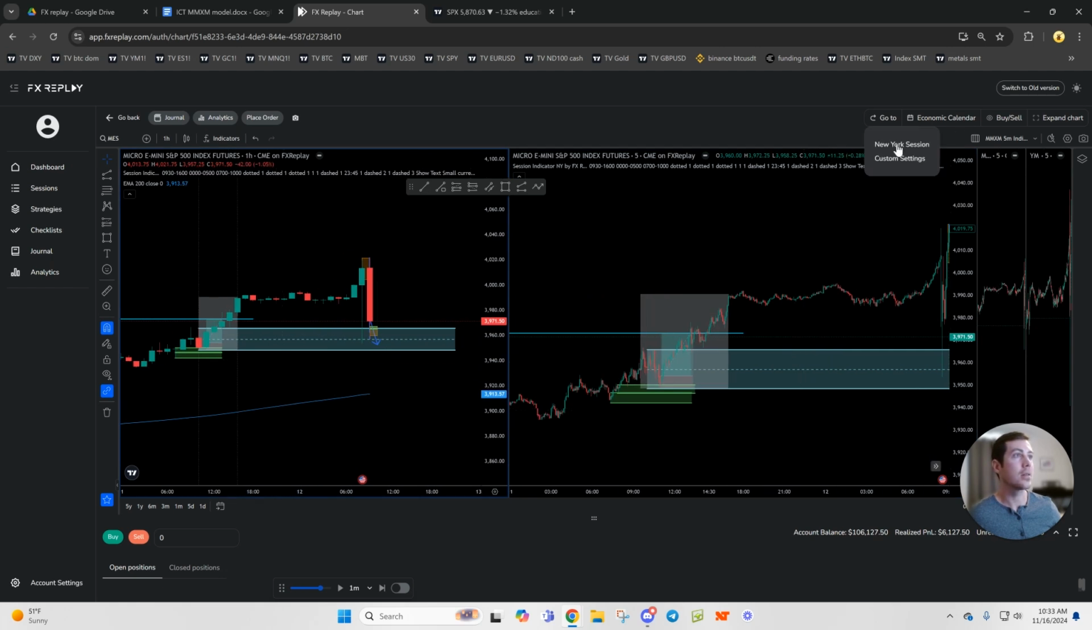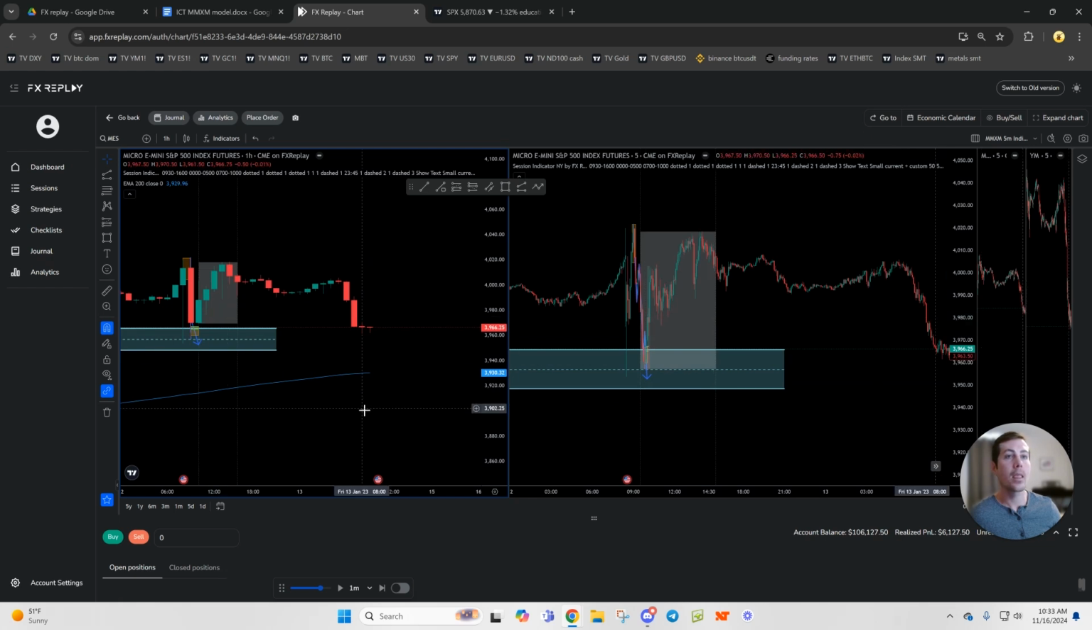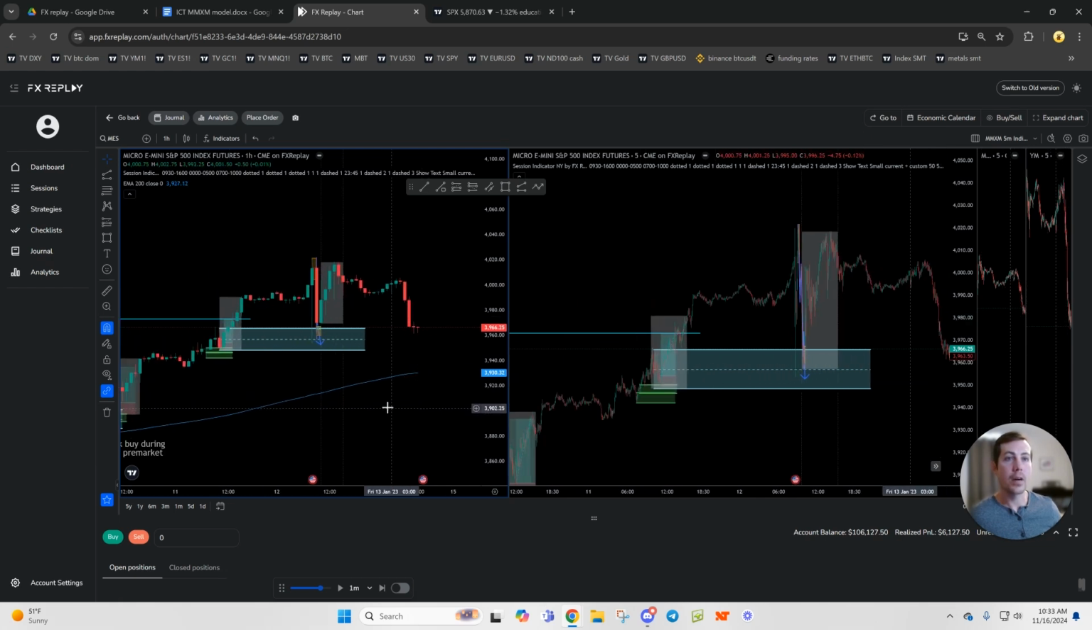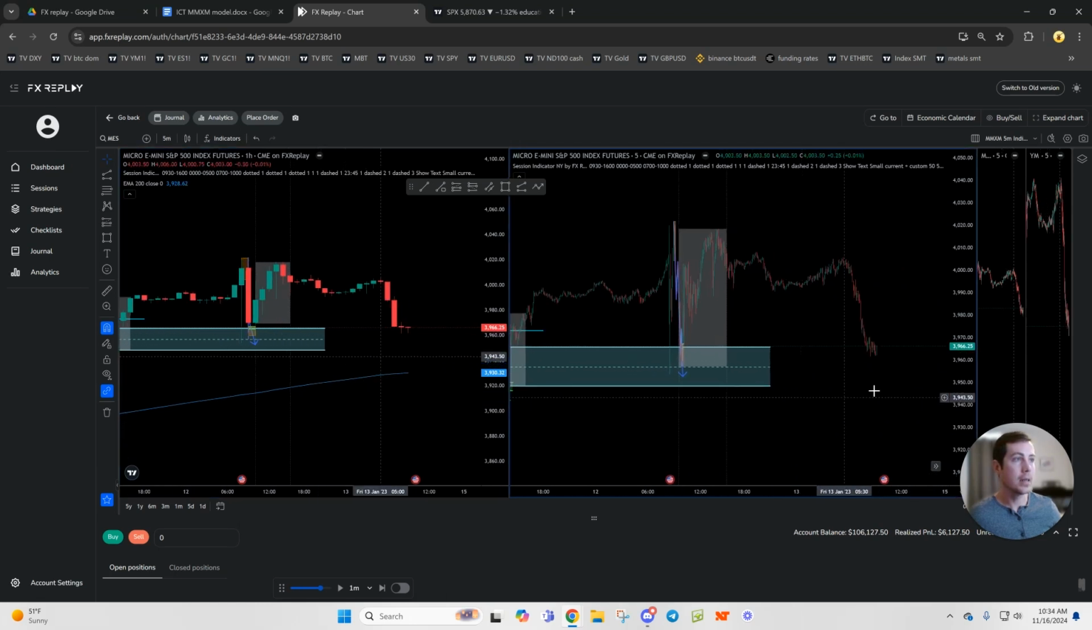Go to next session. All right. So trying to identify high time frame levels. We still have this order block that is being respected.